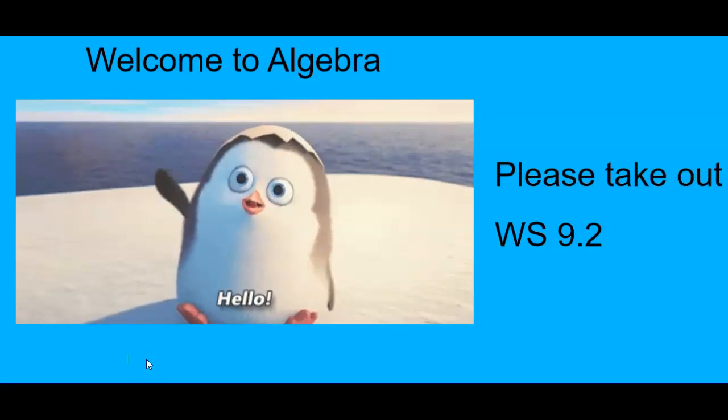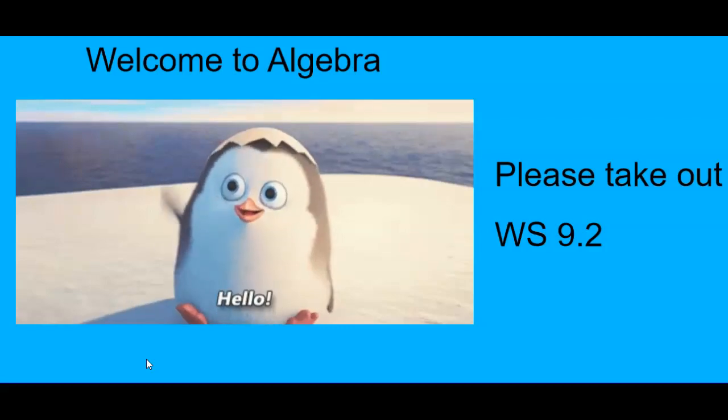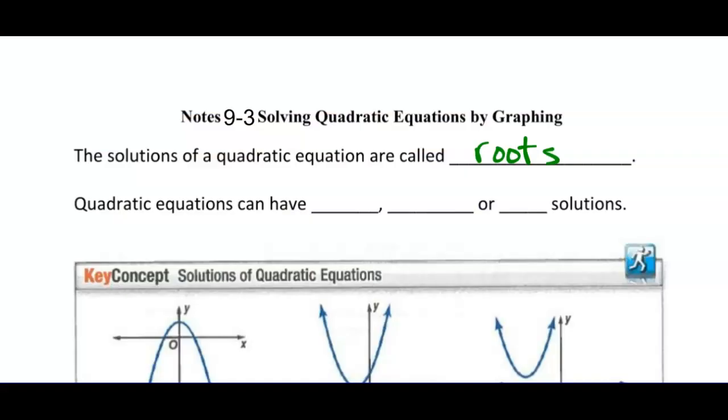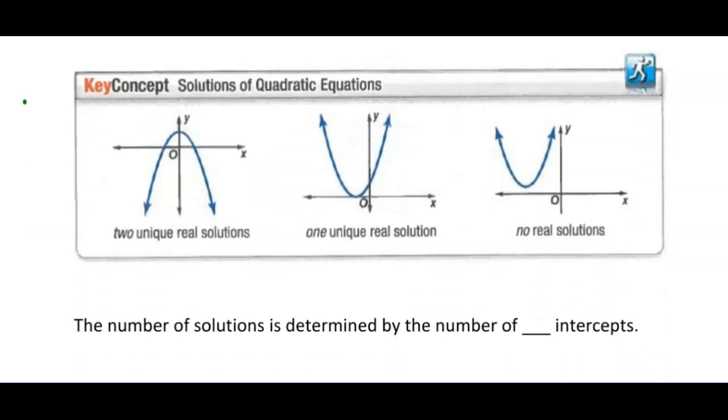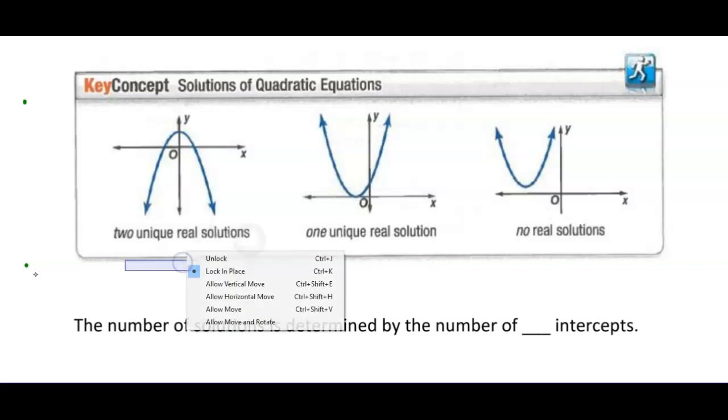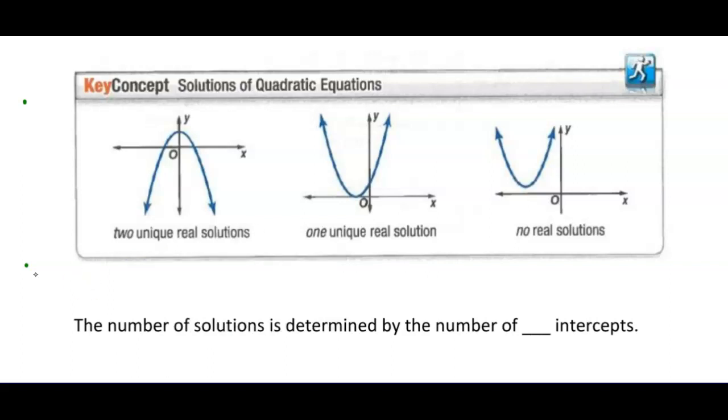So let's talk about solutions to quadratic equations. Our solutions to quadratic equations are called roots, okay? And we can have either 0 solutions, 1 solution, or 2 solutions. So I'd like you to look at these examples right here. These are how we would solve for our answers, okay?